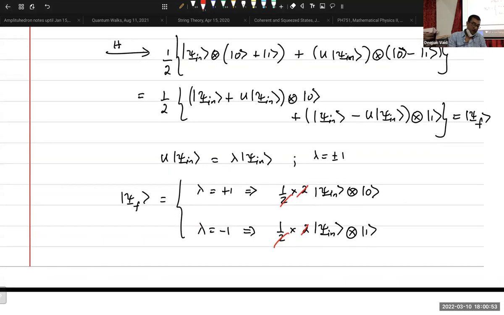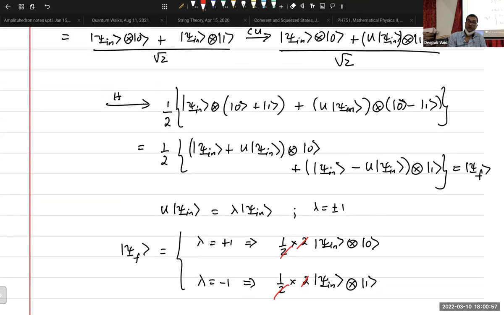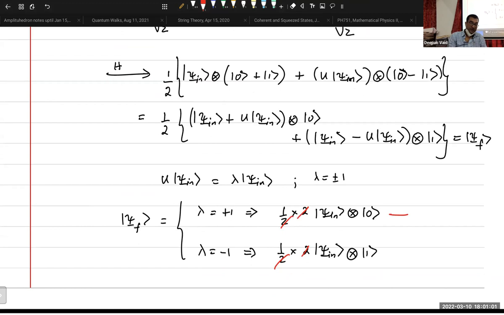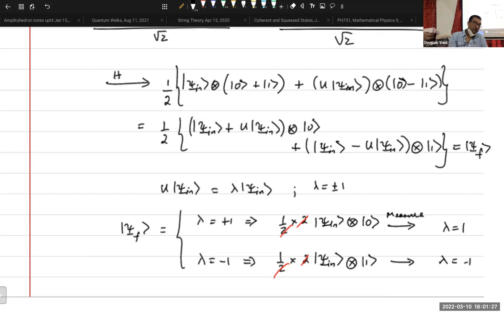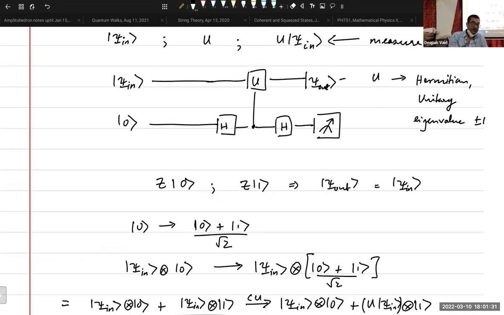Right? And now I perform a measurement of my ancilla qubit. Right? So if my measurement gives me 0, right? So you measure your ancilla. So this tells me that my lambda is equal to 1, and this tells me my lambda is equal to minus 1. Right? So I have managed to non-destructively measure my state. The final state that I'm left with is psi in, right? And the value of the measurement tells me whether the eigenvalue of U acting on this state was plus 1 or minus 1, right?